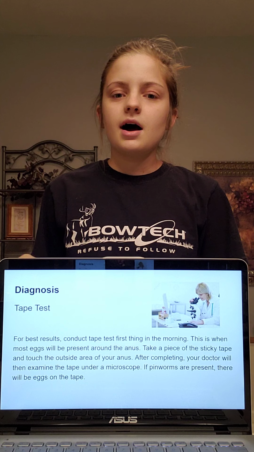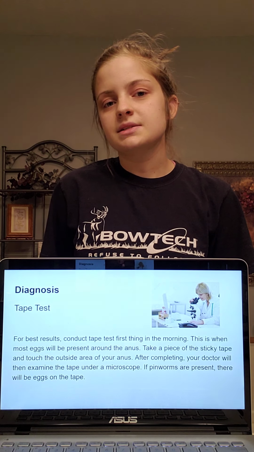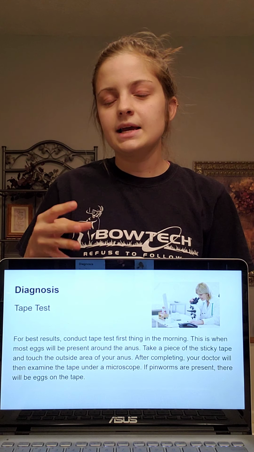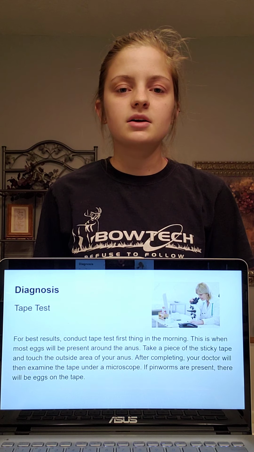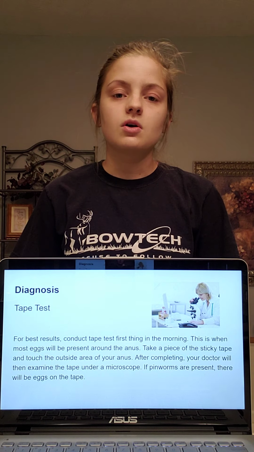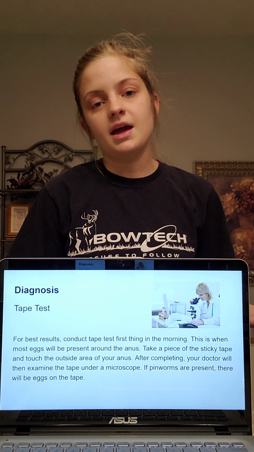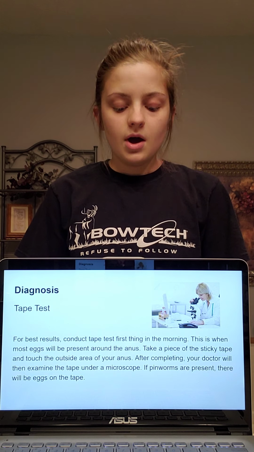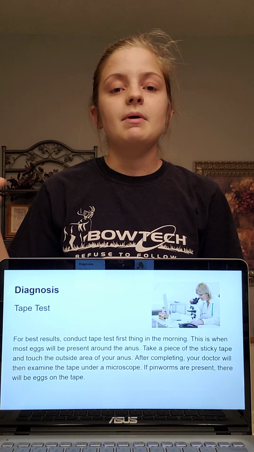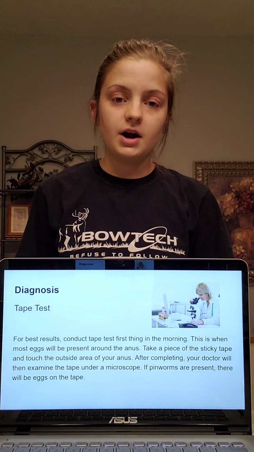The doctors usually recommend doing this for 3 consecutive days, so you can make sure you're getting eggs on the tape. If one of the pieces of tape doesn't have the eggs, maybe the other two will. The way the doctors confirm that you have it is by putting the tape under a microscope and looking for eggs. If you have the eggs, you have the infection.